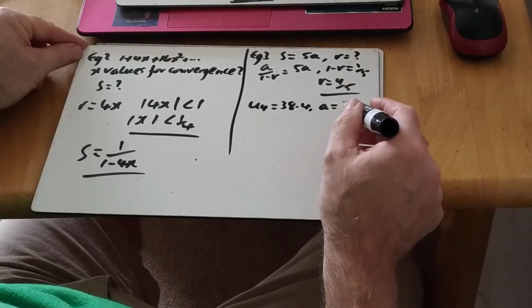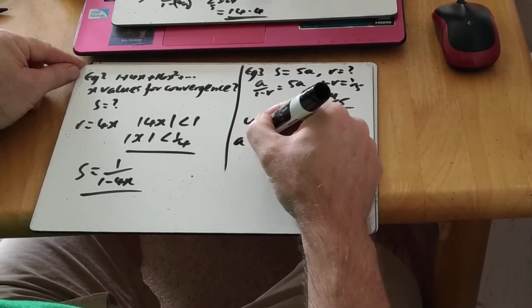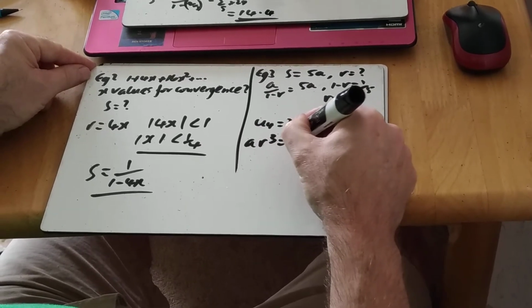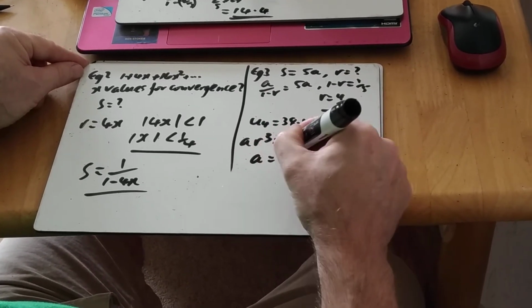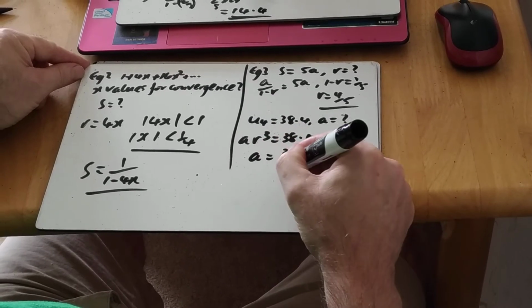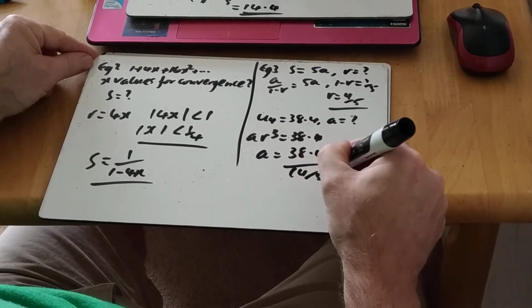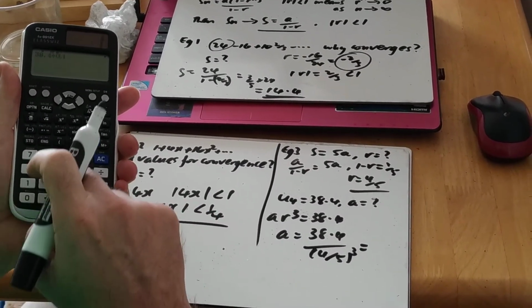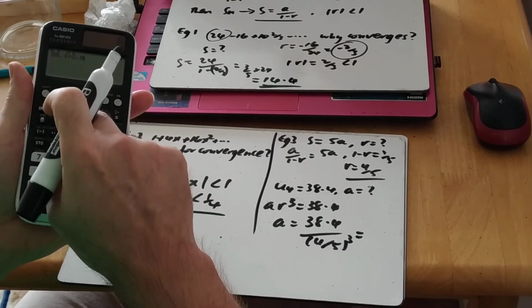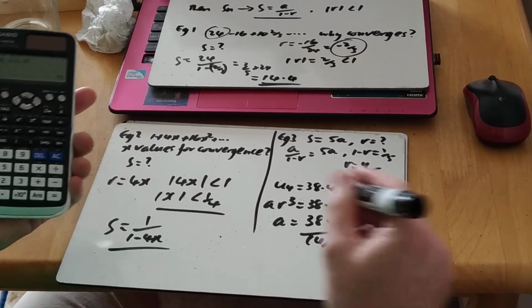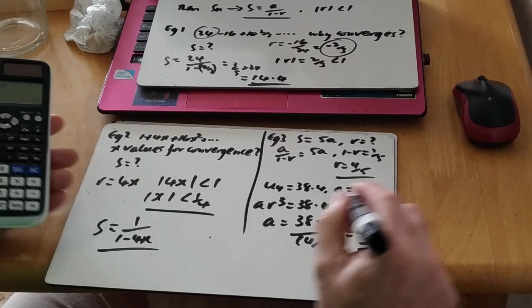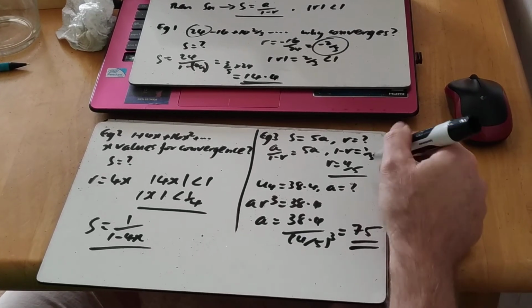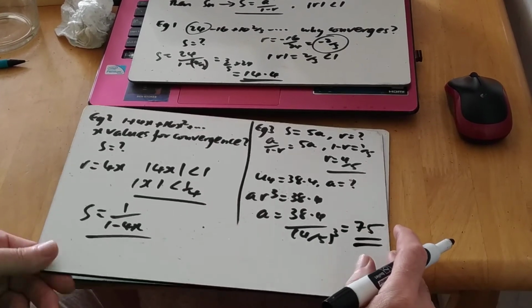I want to find the value of a. They tell me that the fourth term is 38.4. That's ar cubed equals 38.4. So a will equal 38.4 divided by 4/5 all cubed. Press buttons and see what we get. 38.4 divided by 0.8 shift cubed equals 75. So that's my first term, that's my ratio, that's that one answered.